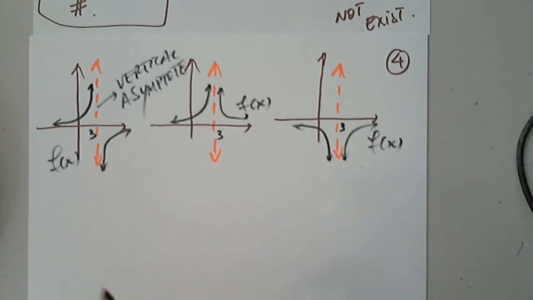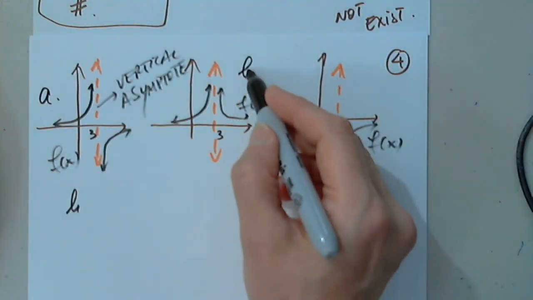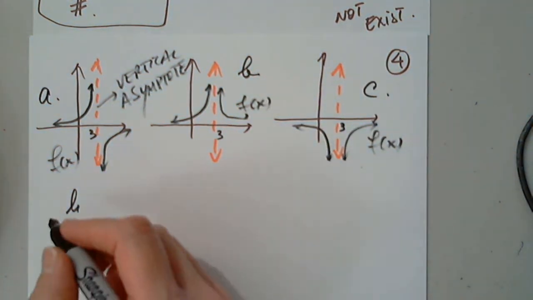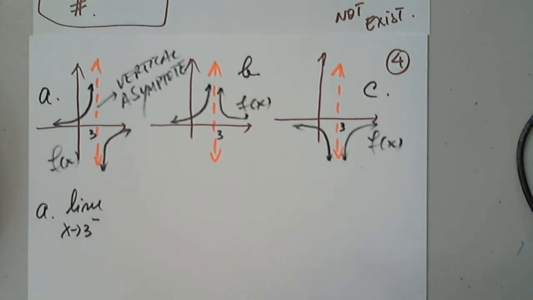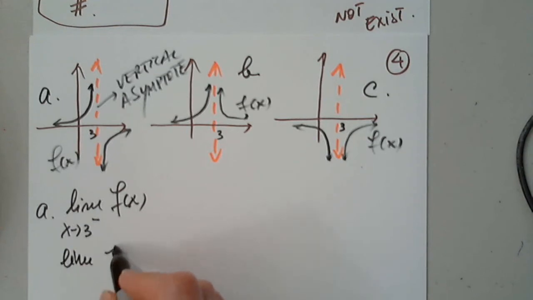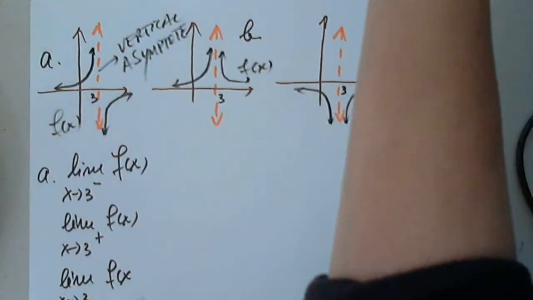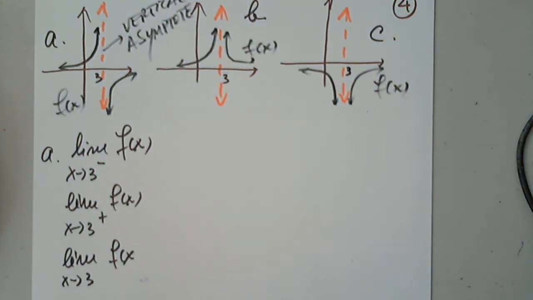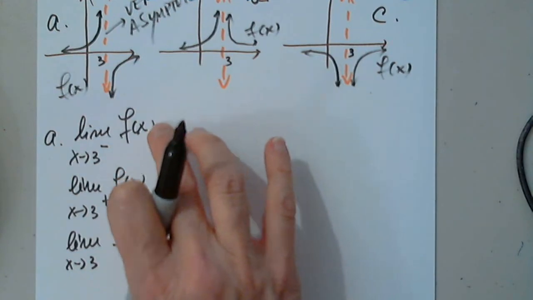Doesn't matter. So I'm going to ask for the first one. I'm going to call this A, and this B, and this C. For A, the limit as x approaches 3 from the left of the function, and the limit of the function as x approaches 3 from the right, and the limit as x approaches 3 from either side. We're talking about trend, tendency, not values. That's what this operator is calculating.